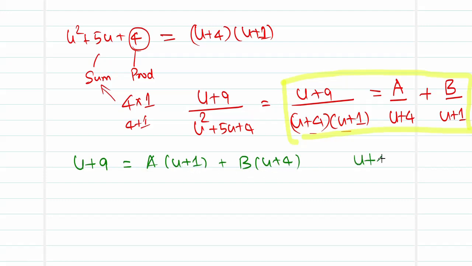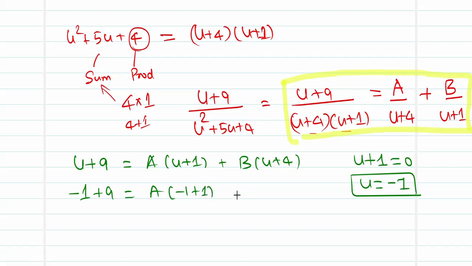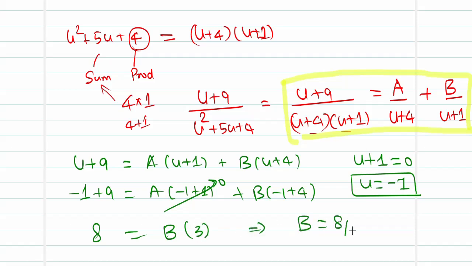When I set the u plus 1 factor to 0, I substitute u equal to minus 1. Doing this on both sides, I have minus 1 plus 9 equal to a times (minus 1 plus 1) plus b times (minus 1 plus 4). Now this automatically vanishes one of the constants, leaving us with just the value for b. 9 minus 1 makes 8 equal to b times (4 minus 1), which is 3. Hence b is equal to 8 divided by 3. I have got the value for b.